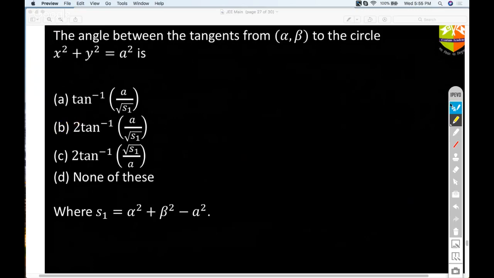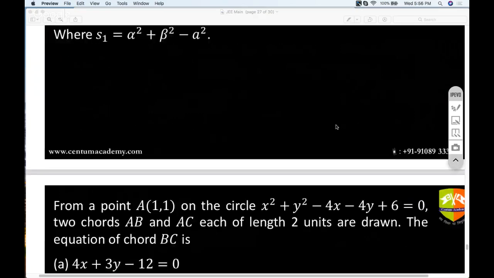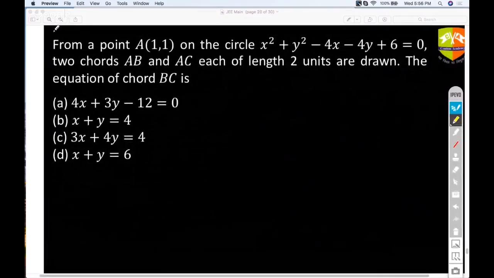Absolutely. That was a sitter. So let's move on to the next one. That's your question number 28 for the day. So from a point A (1, 1) on the circle, two chords AB and AC, each of length 2 units, are drawn. Find the equation of the chord BC.